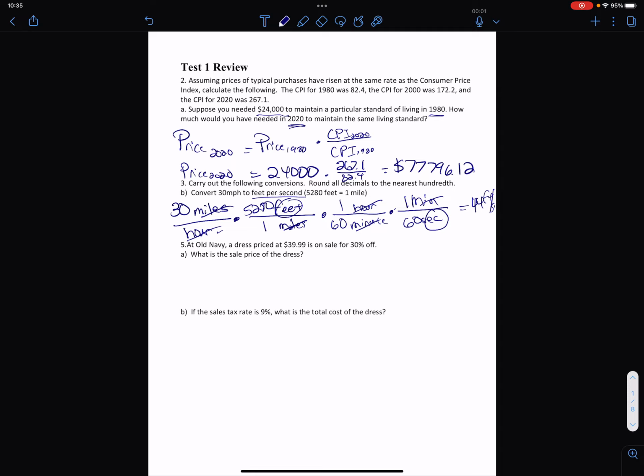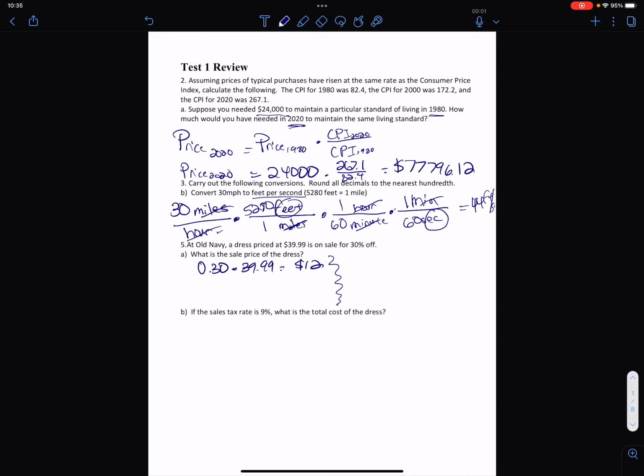At Old Navy, a dress priced at $39.99 is on sale for 30% off. What is the sale price of the dress? I want to work it the fast way first. No, we'll work it the way most of you will think about working it. So a lot of you will see this 30% and think, well, that's 0.30. I'm going to multiply that by $39.99 to get 12. And if there was a multiple choice test, you'd be like, hey, look, 12's an answer. But it's not the answer to the question, right?